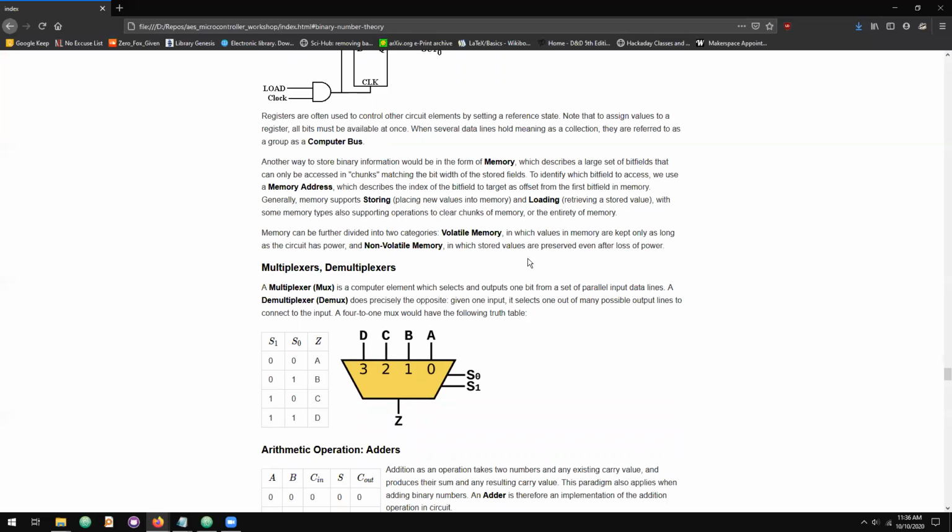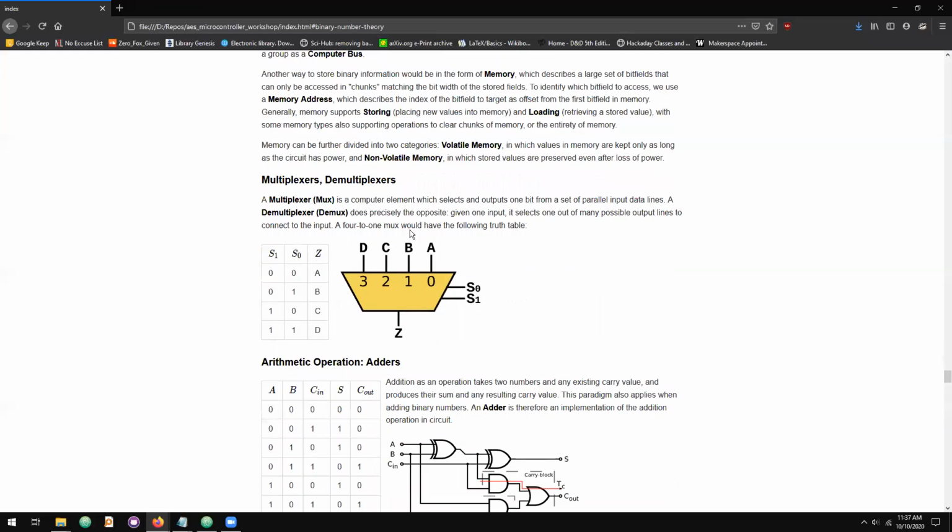There are two other classifications of memory that we can talk about, and that's kind of a parallel classification. There's volatile memory, where the values that you're storing are only kept while the circuit has power. And then there's non-volatile memory, where those stored values persist even after you remove power from the circuit. We'll talk about these in detail later as well.